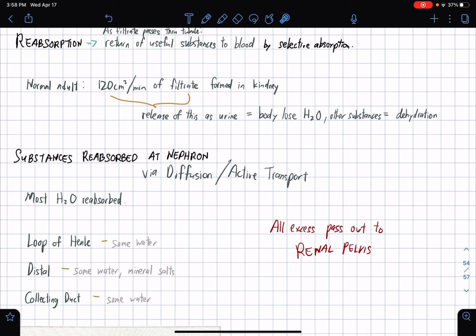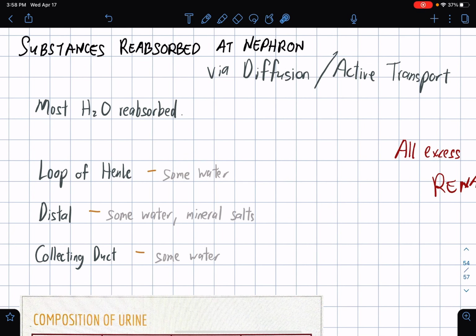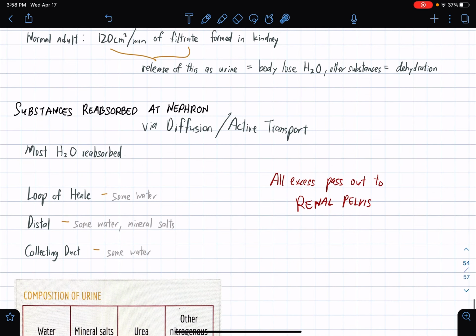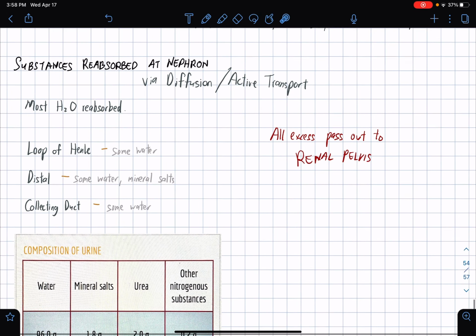Substances are reabsorbed at the nephron via diffusion or active transport. Basically, most water is reabsorbed. In the loop of Henle, it's only some water. In the distal tubule, some water and mineral salts. And in the collecting duct, just the same as the loop of Henle, some water is reabsorbed. And everything that's in excess passes out to the renal pelvis.